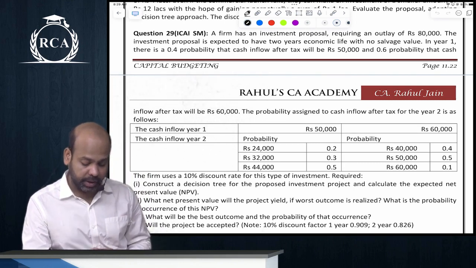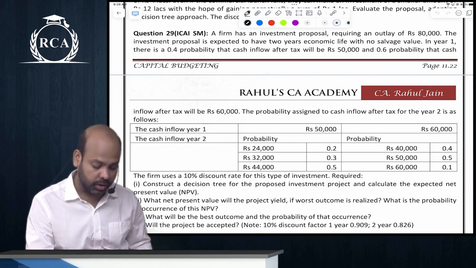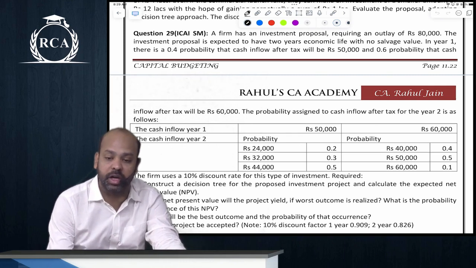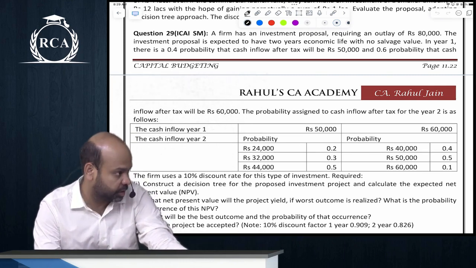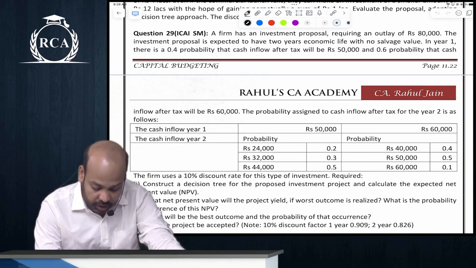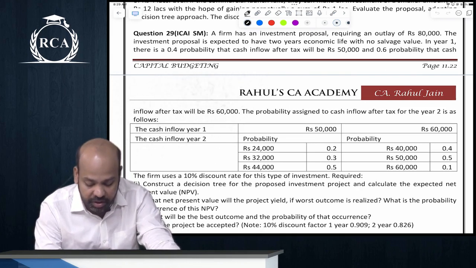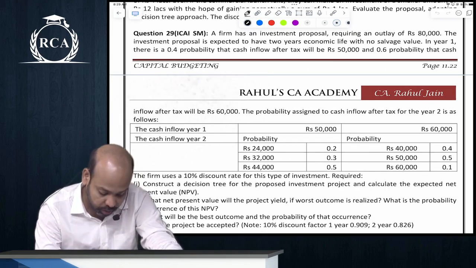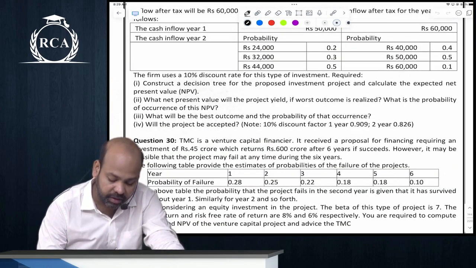The probabilities assigned to cash inflows after tax for year 2 are as follows. Depending on the cash flow in the first year, your cash flow in the second year will change. So if it is 50,000 in year 1, you will get 24,000, 32,000 or 44,000 in year 2. If it is 60,000 in year 1, you may get 40,000, 50,000 or 60,000 in year 2. The firm uses a 10% discounting rate.